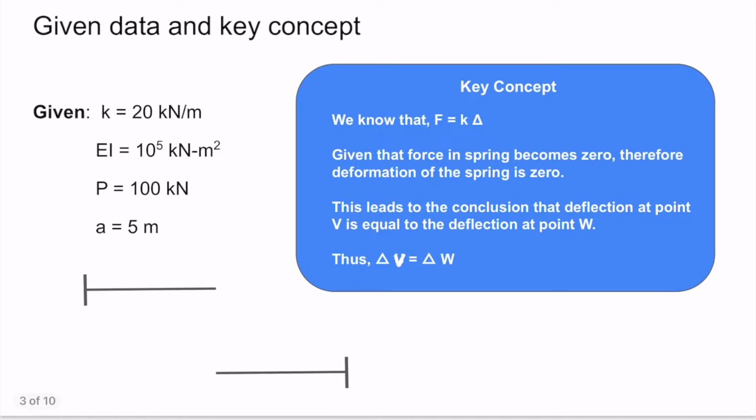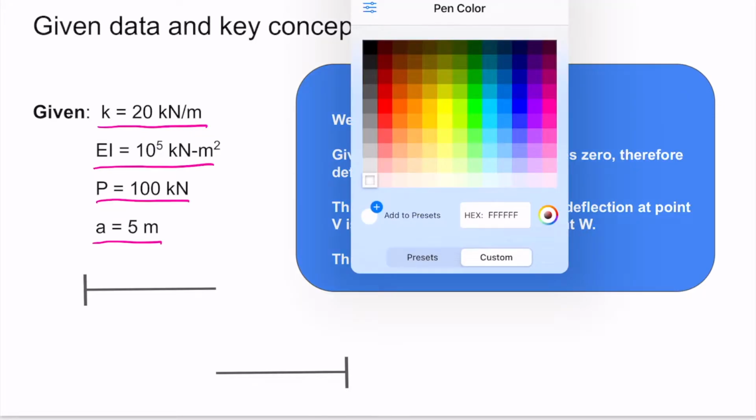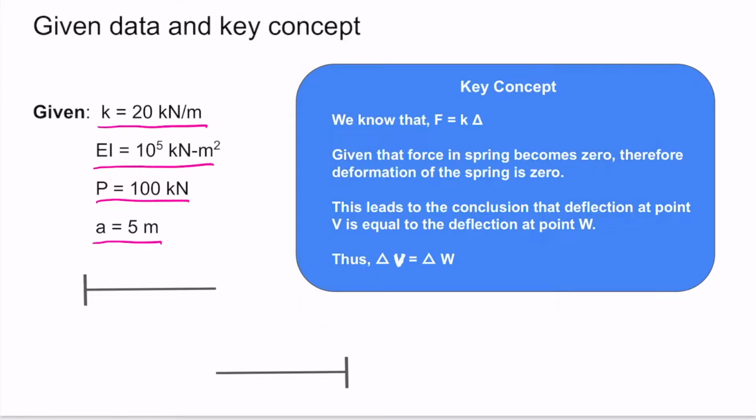The things which are given to us in this problem are the value of K, that is 20 kN per meter, the flexural rigidity EI, that is 10 to the power 5 kN meter square, the value of load P, that is 100 kN, and the value of A, that is 5 meter. Before starting the solution, let us discuss the key concept of this problem.